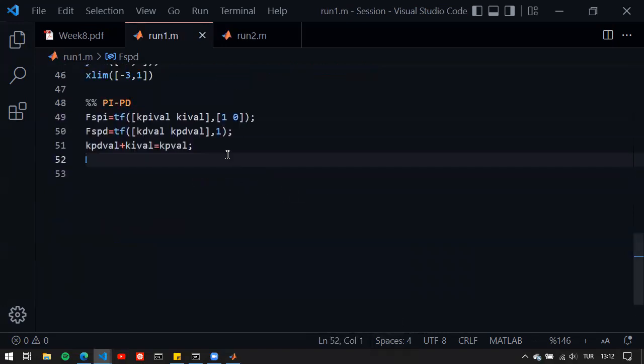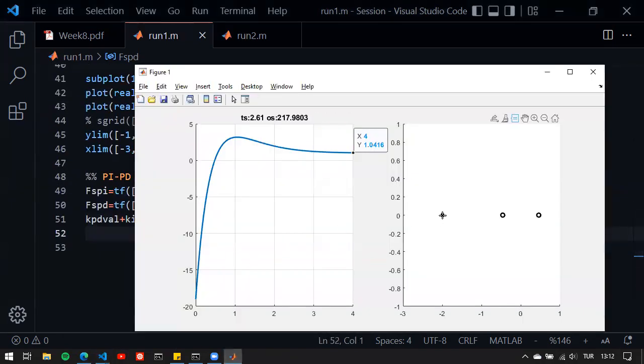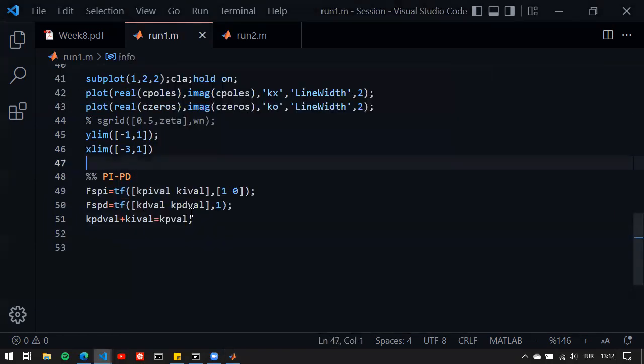So what would you choose for KPI val? Or how should we decide on KPI val? Well, we know where our pole is. We want to place the pole at -2 here. So let's pick a 0 that's going to correspond to a dominant pole placement strategy.